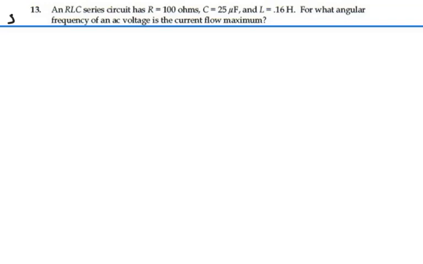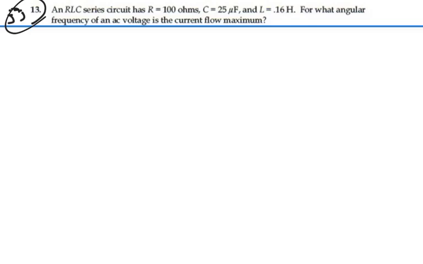Here's problem 33.13. An RLC circuit has R equal to 100 ohms, C equal to 25 microfarads, and L equal to 0.16 henries. For what angular frequency of an AC voltage is the current flow maximum?